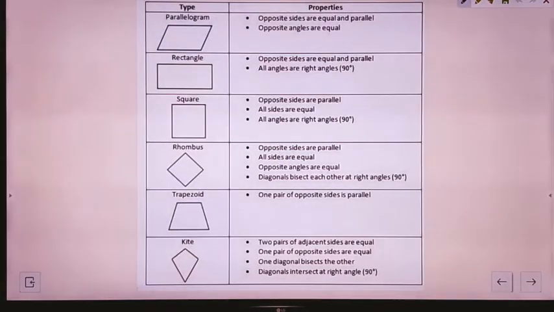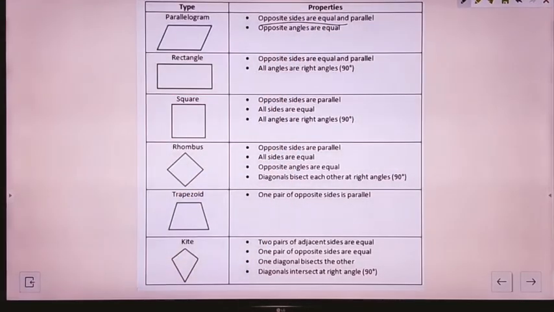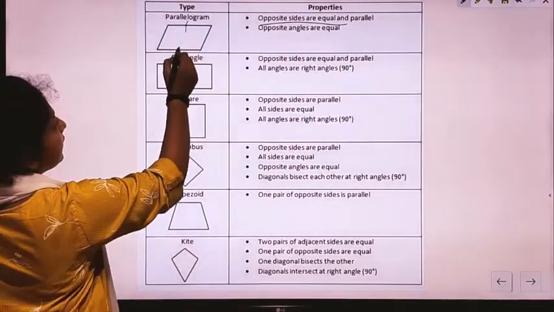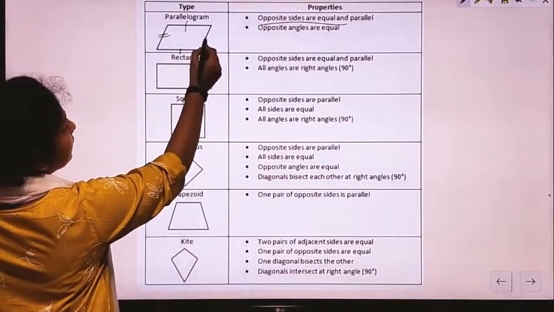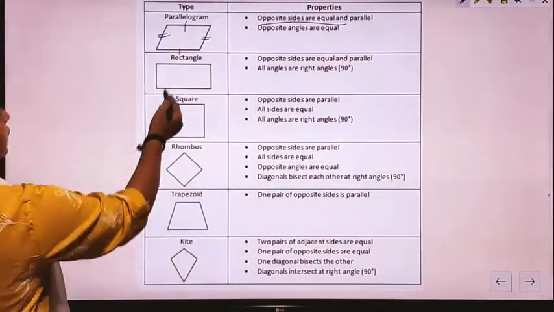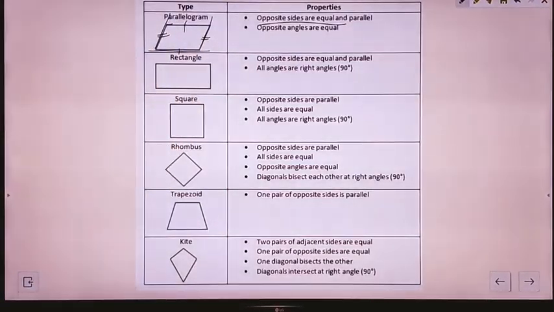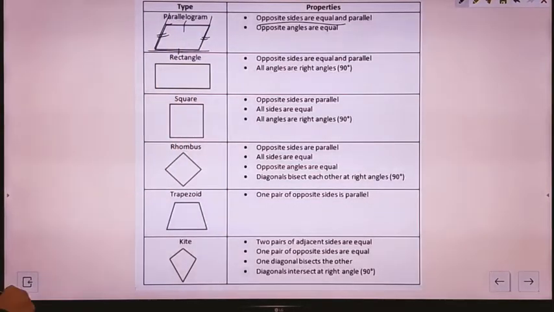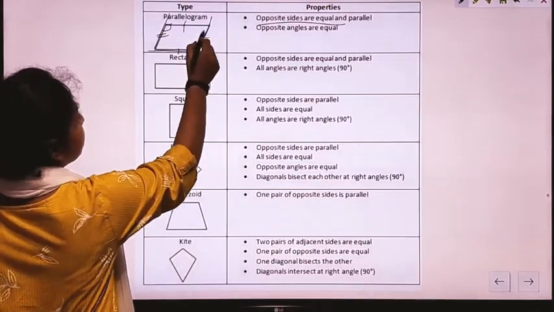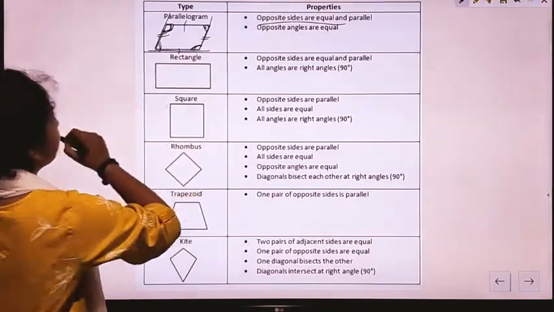What are the properties of a parallelogram? In a parallelogram, the opposite sides are always equal and parallel. Opposite sides means this side is equal to this side, and parallel means the lines which never intersect. So this line will never intersect with this line. The opposite sides of a parallelogram are equal and parallel, and also the opposite angles, the angles which are in front of each other, are equal.